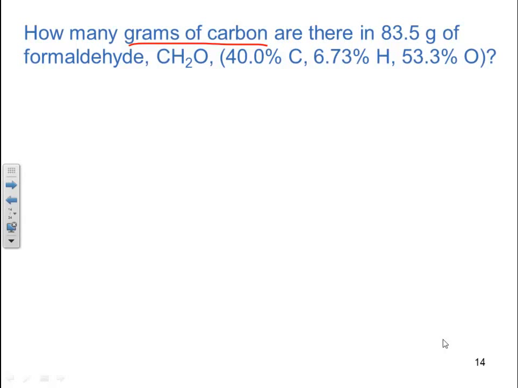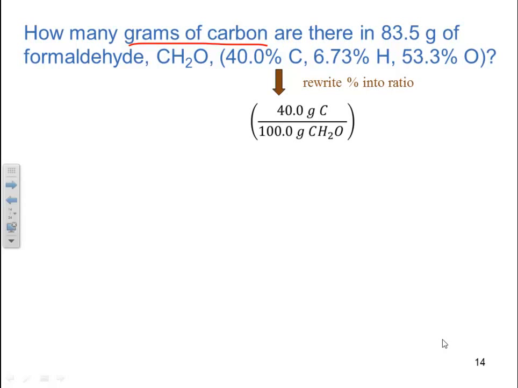First thing we want to do here is get this in terms that we can use for dimensional analysis. We need to think about that 40.0% carbon and how I can rewrite that in a ratio form. Well, we said that we can rewrite it as 40.0 grams of carbon per every 100 grams of sample of formaldehyde. So what I'm basically going to do now is take my 83.5 grams of the sample of formaldehyde and convert that into grams of just carbon.